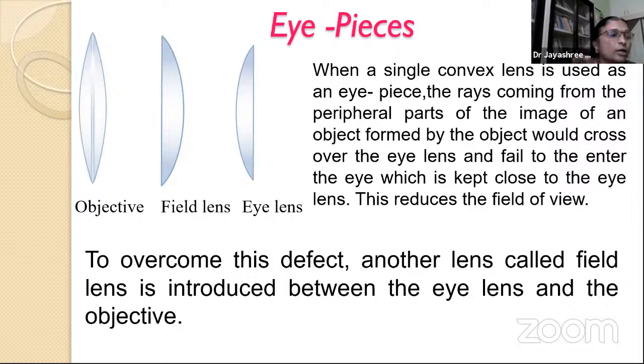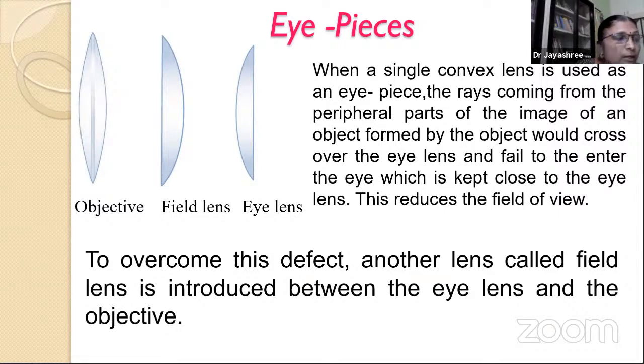Very small aperture of the pupil of our eyes, and obviously then it is very close to the eye lens as shown in this figure, and hence only that part of the image which is nearer to the axis will be seen, and therefore the final image will cover a very small field of view. So to increase this particular field of view and the magnifying power, an external lens can be introduced here.